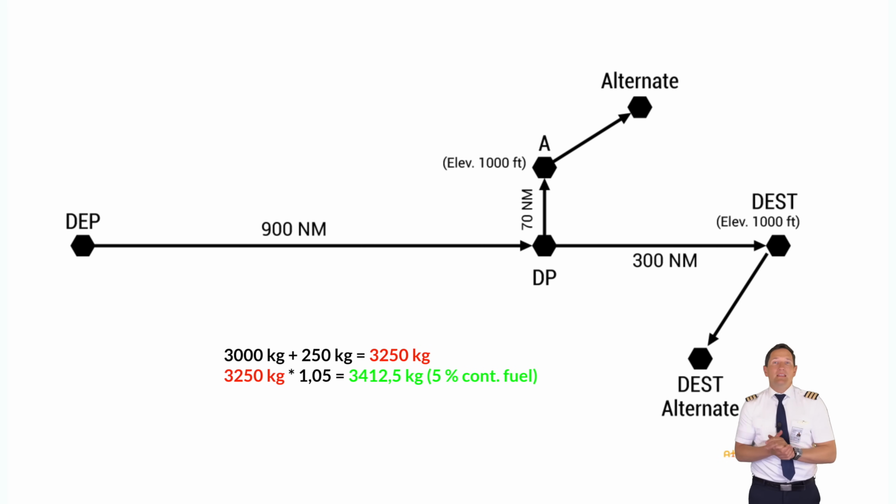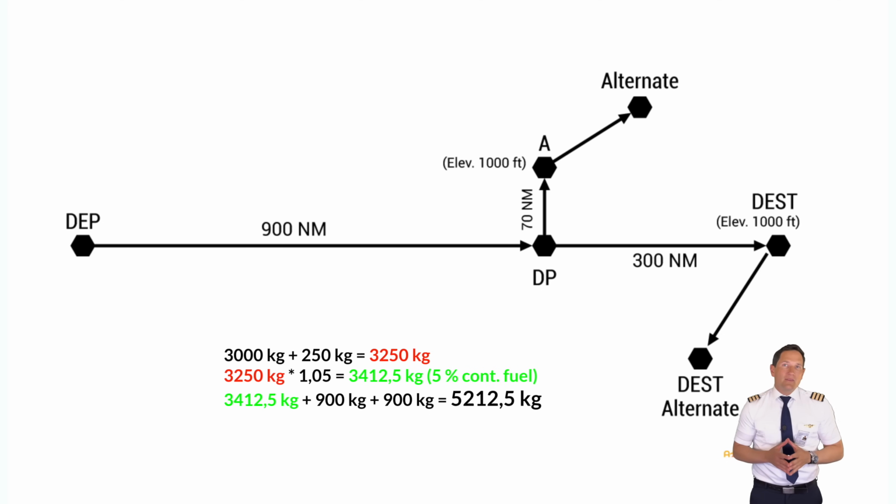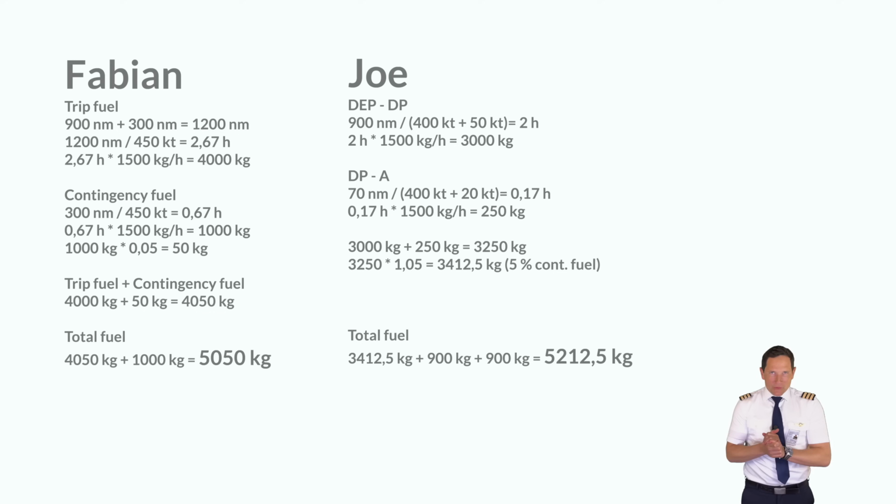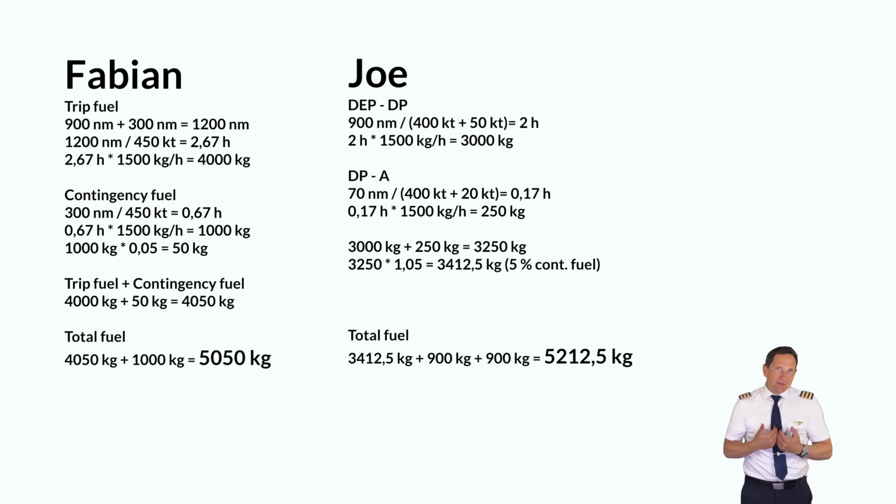We add these numbers together and now also have to add the 900 kilograms for the alternate A fuel, plus the 900 kilos additional for A fuel, which ends up at 5,212.5 kilograms. I know it's a lot to calculate, but if you go through it step by step, you will get there. So now if we compare the two fuel figures, you see that my calculation of the two is the greater one.